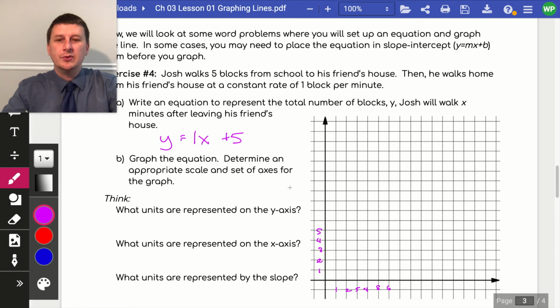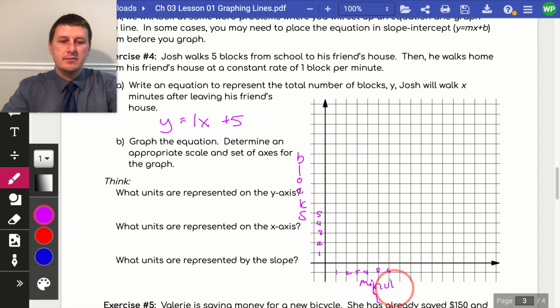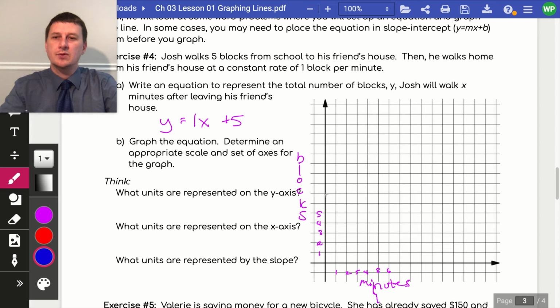I also want to put units on this graph since it's a word problem. So remember, y values represented the total number of blocks. So I could put blocks down the side of my y-axis, and x is going to represent minutes after leaving his friend's house. So when I graph this equation, it's going to give me a great deal of information regarding Josh's walk home.